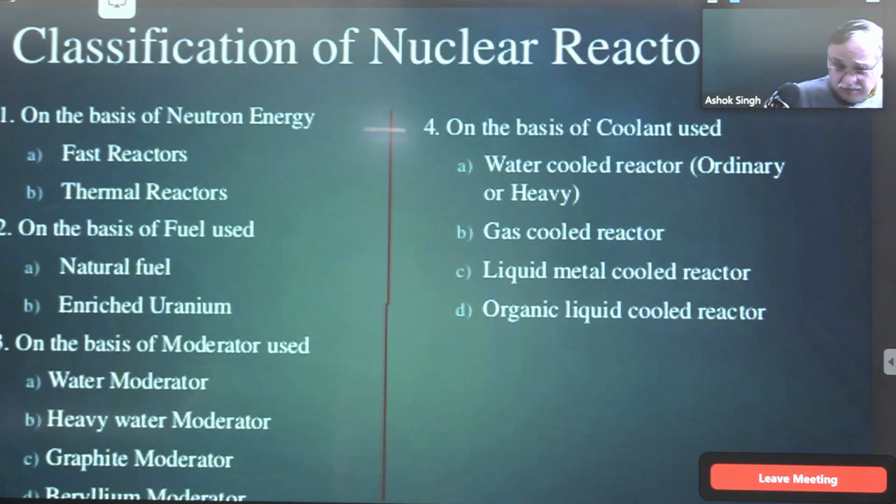But if you look at the worldwide situation, worldwide means entire world, then you'll find that most of the reactors use enriched uranium. In India, there are very few enriched uranium reactors. In enriched uranium, the percentage of U-235 is increased as compared to natural uranium. Because uranium has different isotopes, uranium-235, uranium-238, etc.